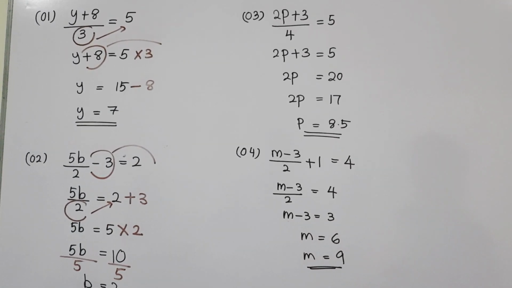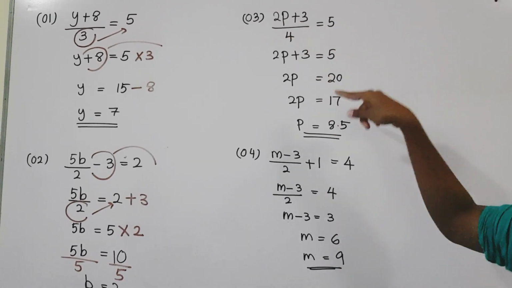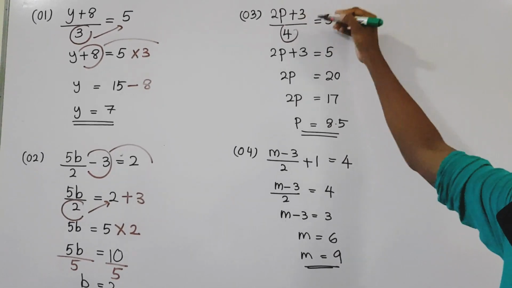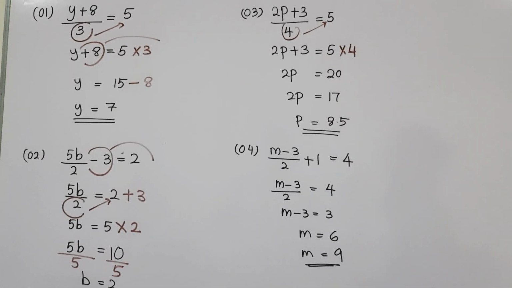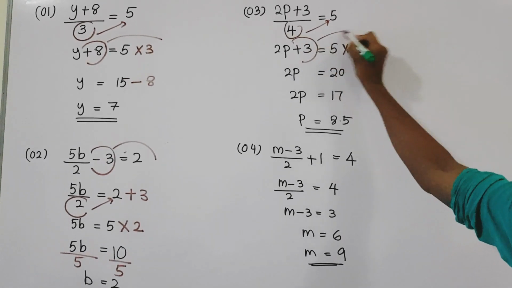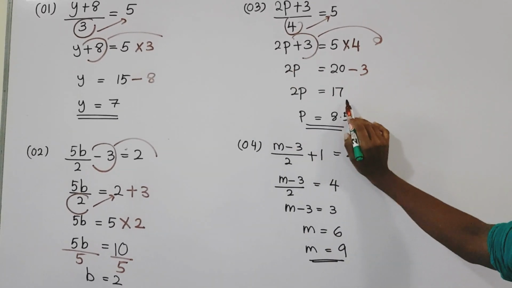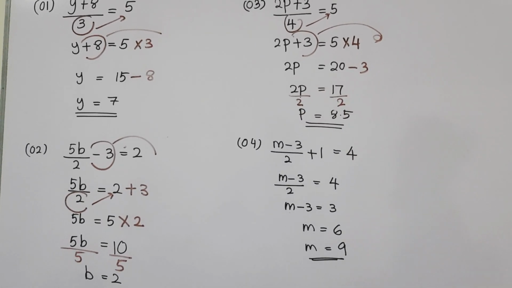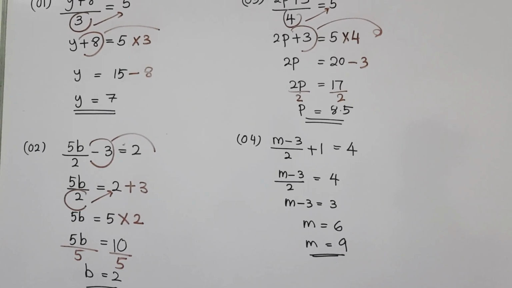Okay. Now let's move on to question number 3. Let's read that. 2p plus 3 over 4 is equal to 5. In that, first we have to remove the 4. It's a division, so when you bring it to the other side, it's a multiplication. So 2p plus 3 is equal to 20. Now move the 3 to the other side, which gives us minus 3. So 2p is equal to 17. We have to find the value of p, so we divide both sides by 2. Therefore, p is equal to 17 over 2, which gives us 8.5.